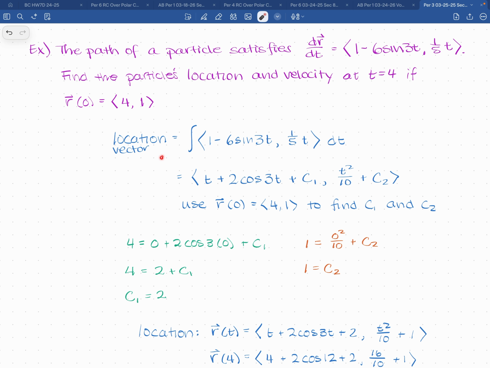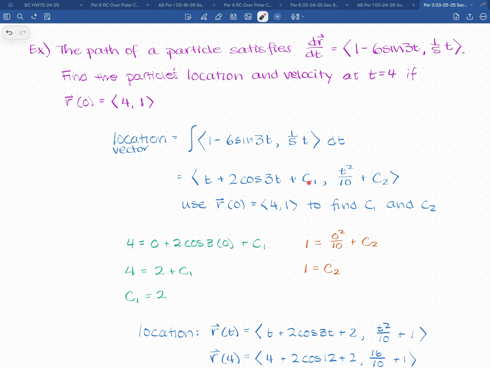So the location vector, this is the derivative of the position over time. So think of this as velocity vector. This is our location vector then. So we just have to integrate both parts. Integrate this, integrate this. And I didn't bother breaking this up. This is what I was talking about above. This is easy enough to do in my head. I don't need to break it up.